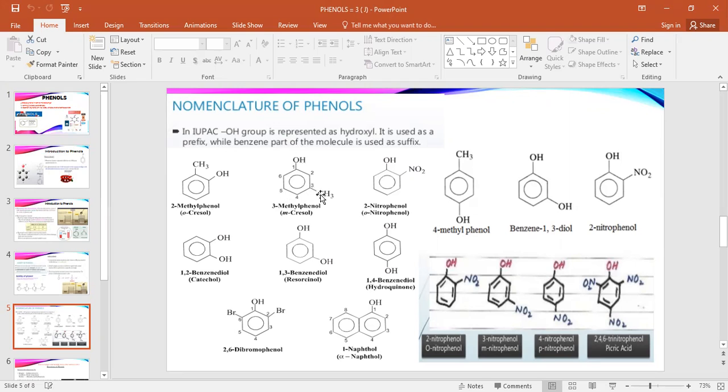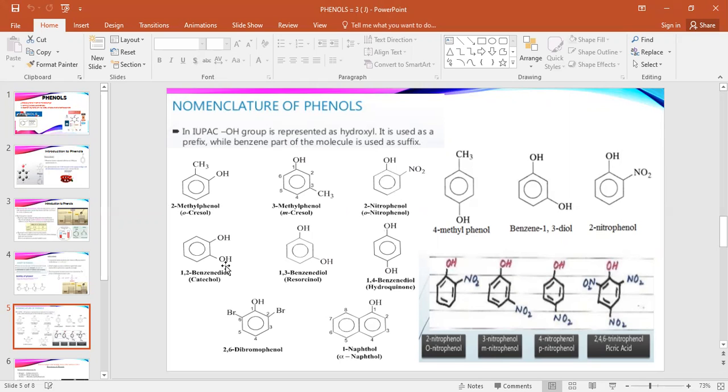So here CH3 is at carbon number 3, so we can write 3-methylphenol. Here CH3 is attached at carbon number 2 because 1 is hydroxyl, 1, 2. So we write 2-methylphenol. Here we will start from OH, 1, 2. So we write 2-nitrophenol.